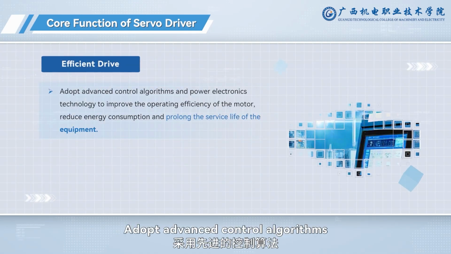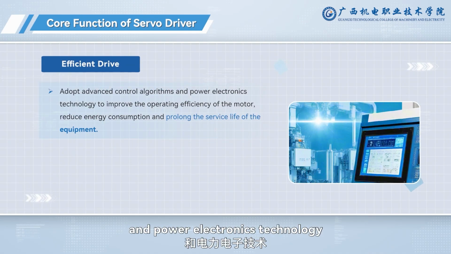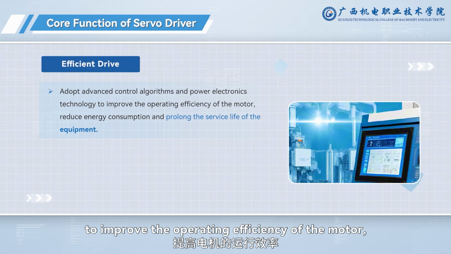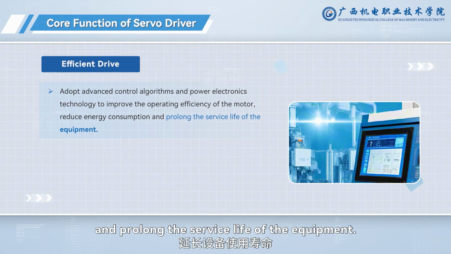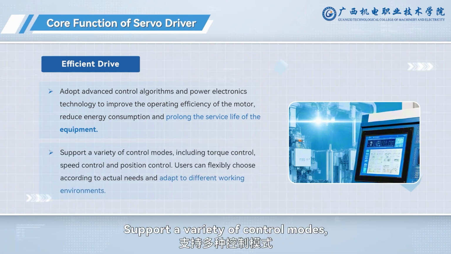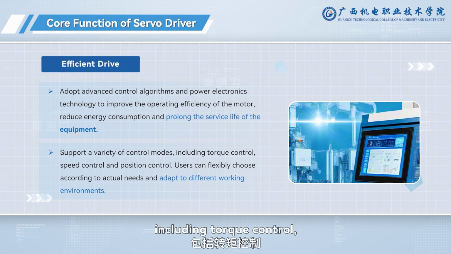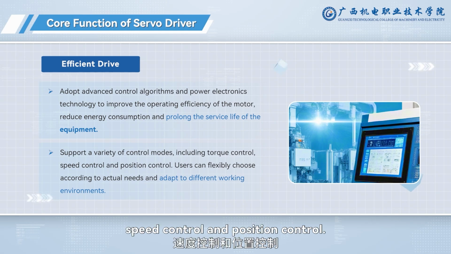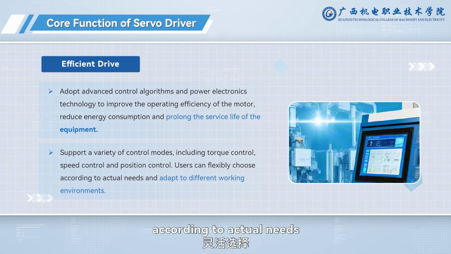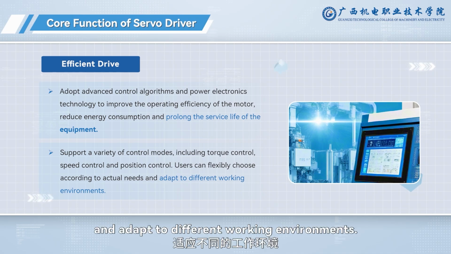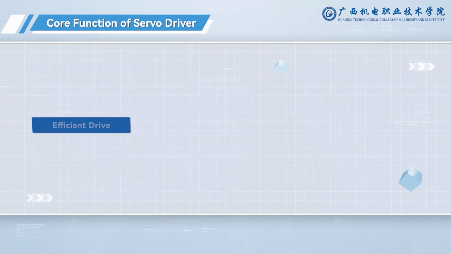Adopt advanced control algorithms and power electronics technology to improve the operating efficiency of the motor, reduce energy consumption, and prolong the service life of the equipment. Support a variety of control modes, including torque control, speed control, and position control. Users can flexibly choose according to actual needs and adapt to different working environments.